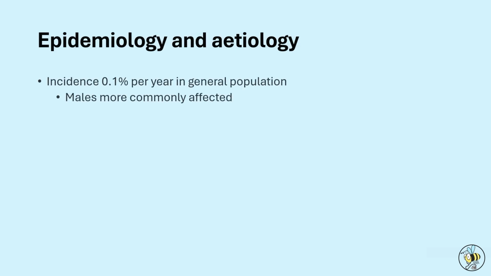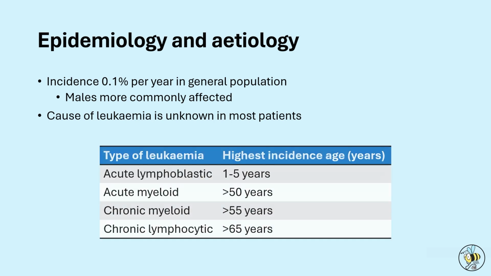Leukemia roughly affects 1 in 100 of the general population, with males being more commonly affected. The cause of leukemia is often unknown in most patients. The table below summarizes the age group which has the highest incidence of each leukemia subtype. Generally speaking, acute leukemias affect younger people, while chronic leukemias affect older people.